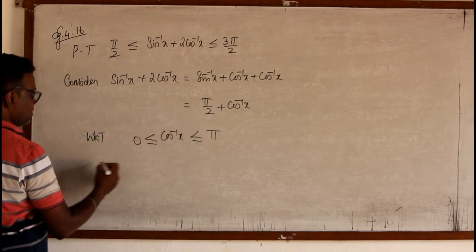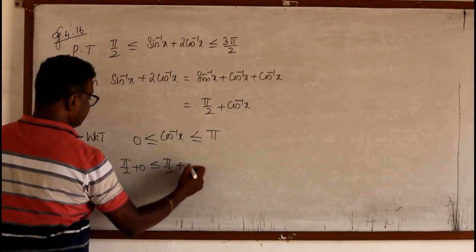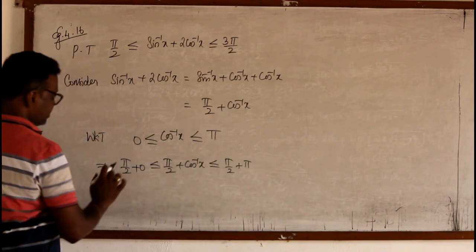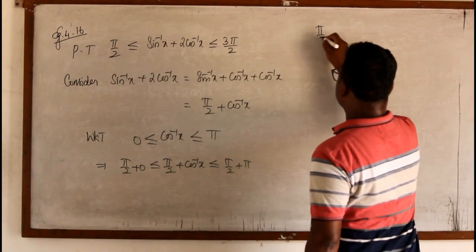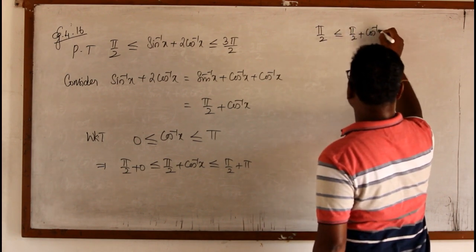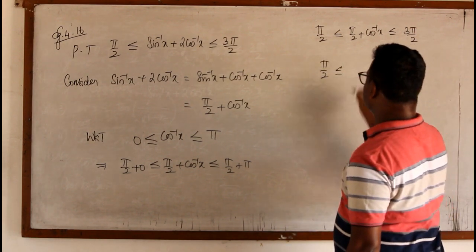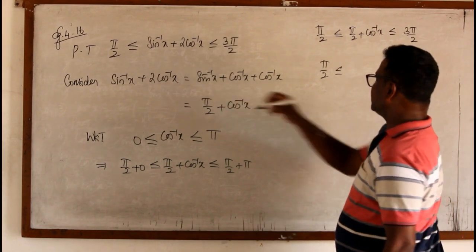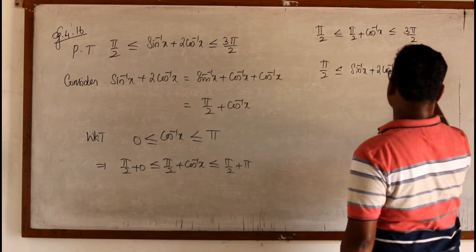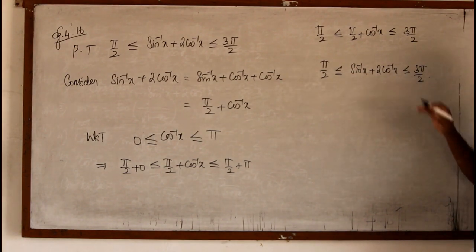Now, let me add pi by 2 on all the sides. That is pi by 2 plus 0 less than or equal to pi by 2 plus cos inverse of x less than or equal to pi by 2 plus pi. So, this is pi by 2 less than or equal to pi by 2 plus cos inverse of x less than or equal to 3 pi by 2. That is pi by 2 plus cos inverse of x is nothing but sin inverse of x plus 2 cos inverse of x less than or equal to 3 pi by 2. So hence we prove this value lies between 90 to 270.